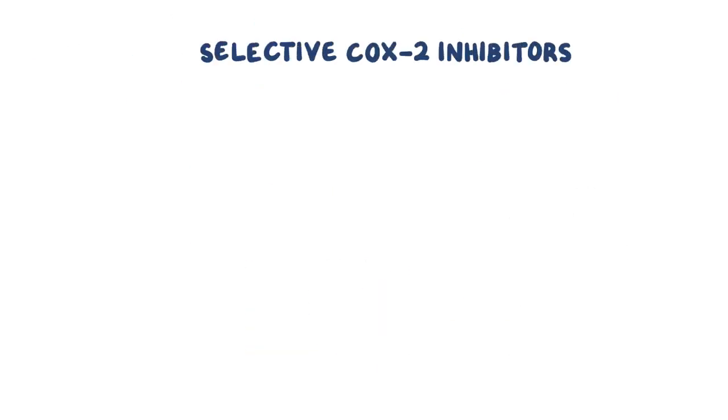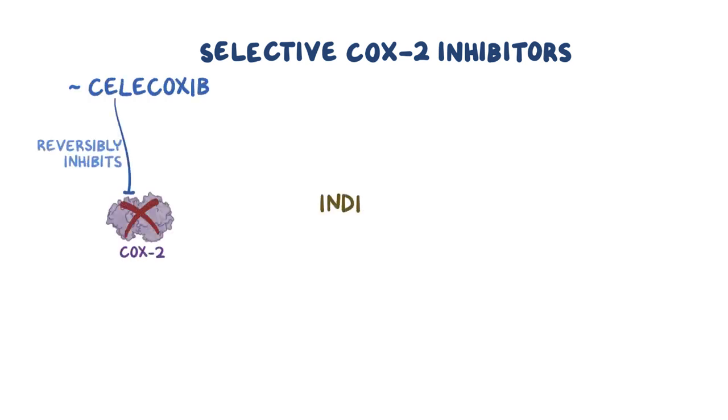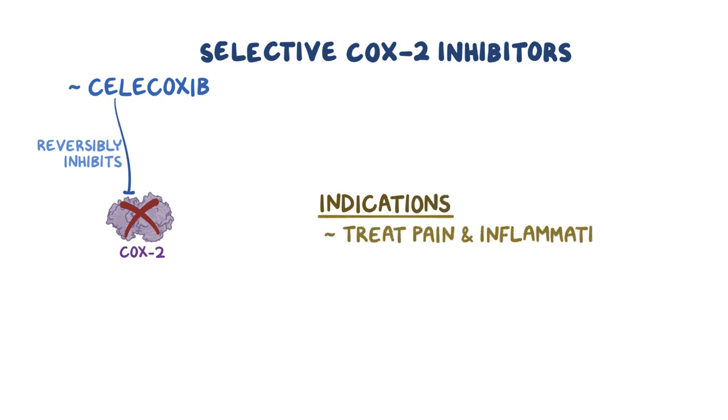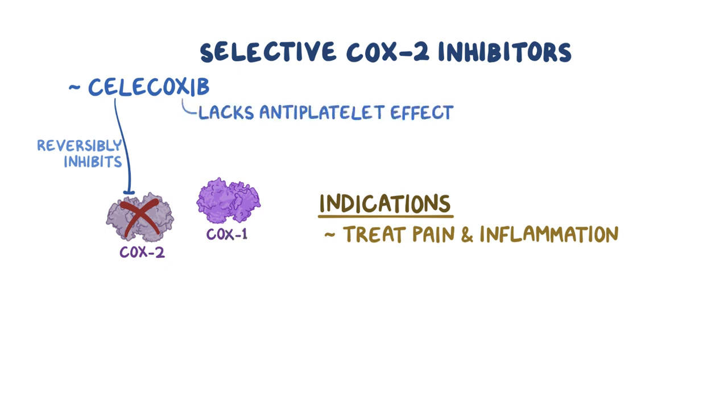Now, moving on to selective COX-2 inhibitors. The main medication in this group is celecoxib. Celecoxib reversibly inhibits COX-2, so it can treat pain and inflammation like the other NSAIDs. But since it doesn't affect COX-1, it lacks the antiplatelet effect seen in aspirin. On the other hand, it doesn't compete with aspirin for COX-1 like the reversible non-selective COX inhibitors do, so it can be combined with aspirin without decreasing its antiplatelet effect.